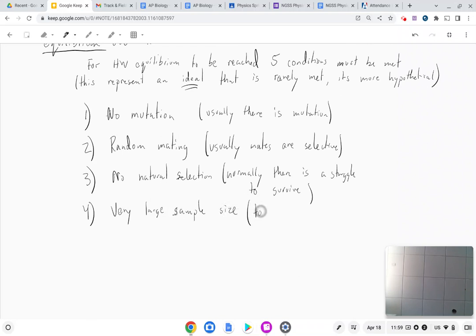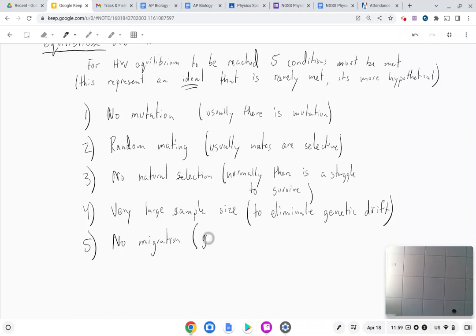And this is to eliminate genetic drift. We'll talk about genetic drift a little bit later. And then the last condition is that we need to have no migration. So you can't have any other individuals moving into the gene pool, contributing foreign genes into this gene pool.